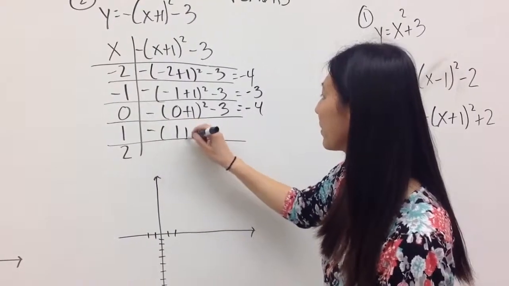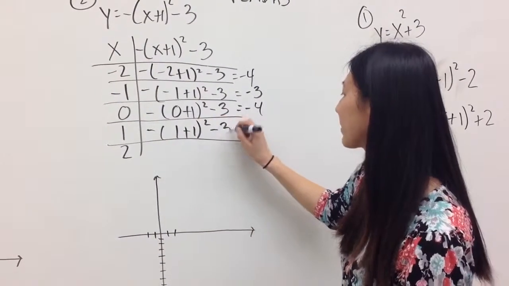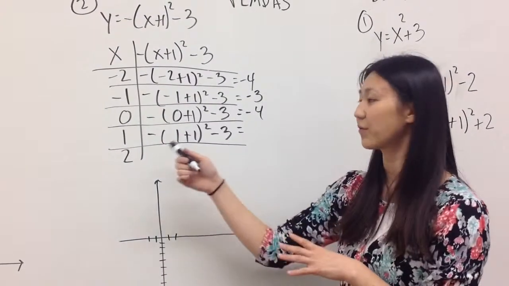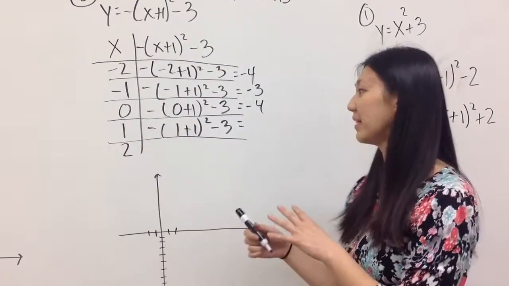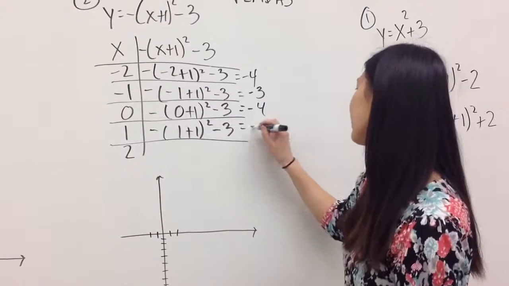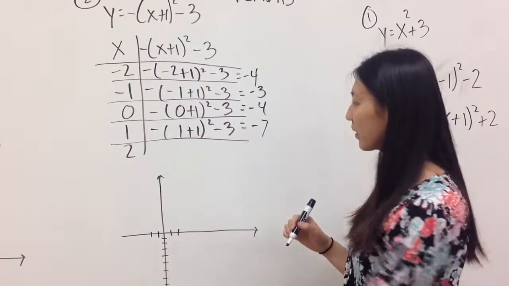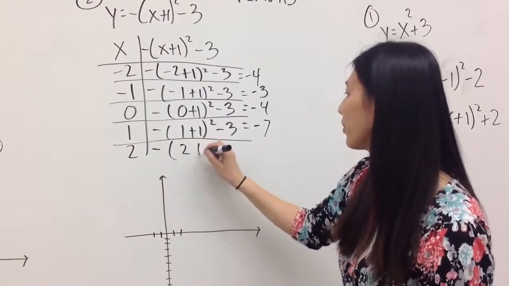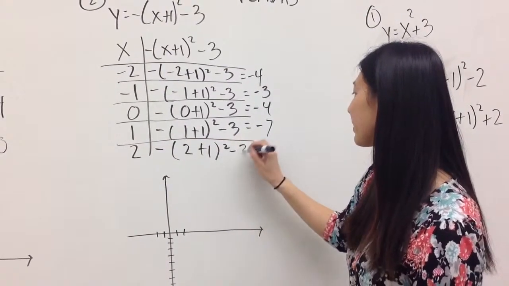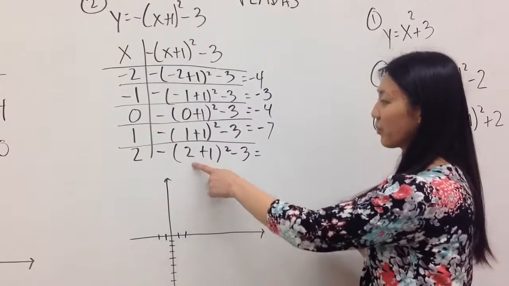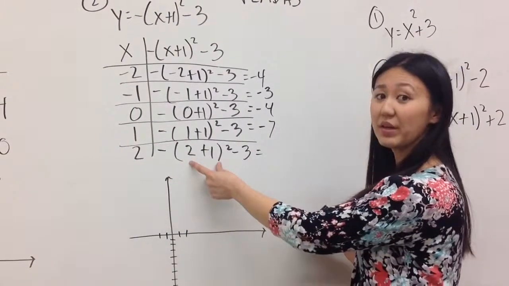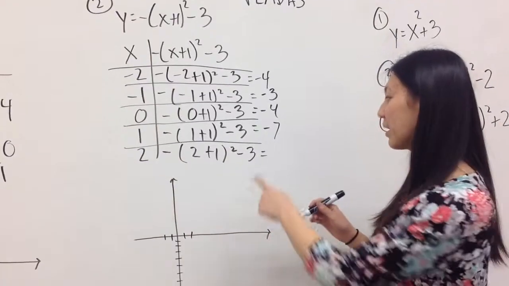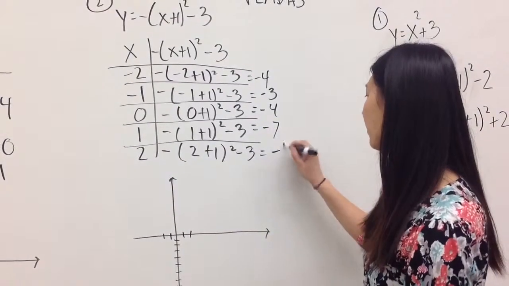Okay, here's the next one. So I have 1 plus 1 here, squared minus 3. So 1 plus 1 is 2. Squared is 4 times the negative is a -4. Minus 3 is -7. Last one right here, negative on the outside. 2 plus 1 squared minus 3. So 2 plus 1, that gives me 3. Squared is 9 times the -1 gives me -9. Minus 3 is -12.